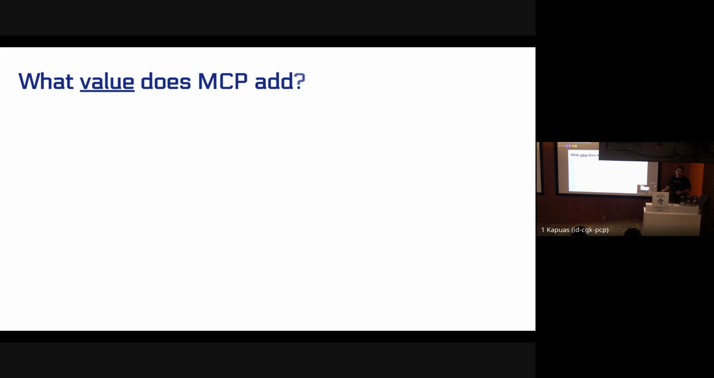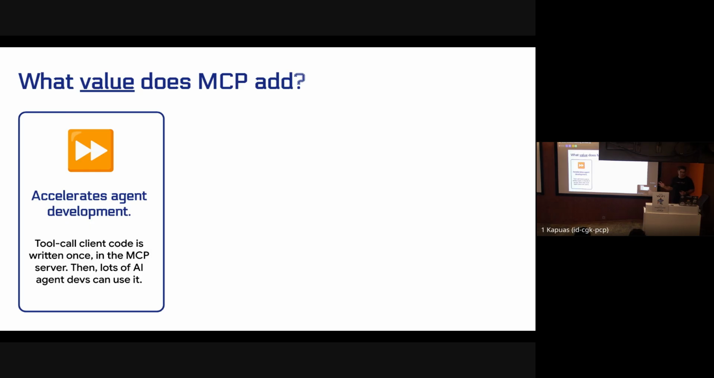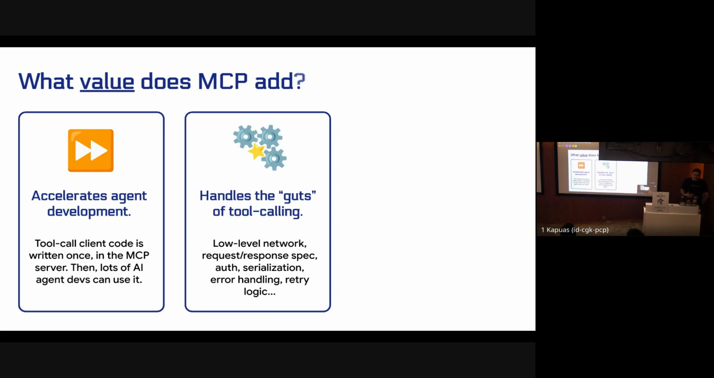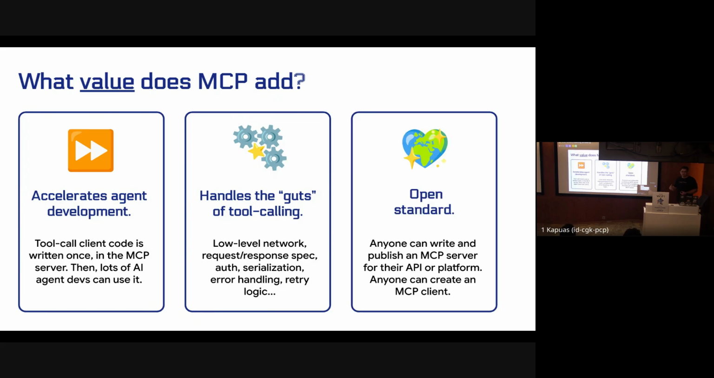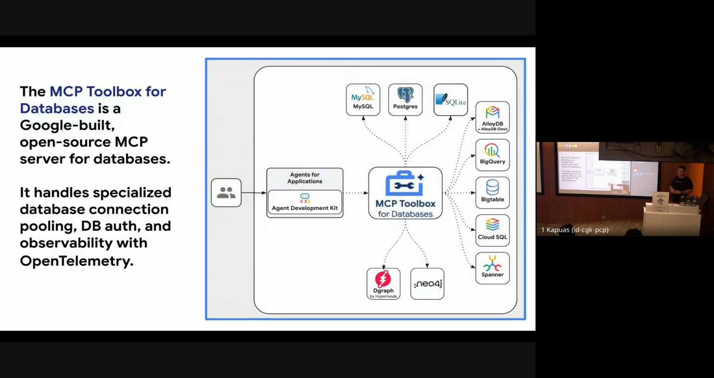So with MCP, you write that logic once in the server, and now any agent can use it. What that does for us all is that it accelerates our development. It handles all the tedious and repetitive tool calling that we have to do. And because it's an open standard, anyone can build or use MCP-compatible components. It's very flexible.